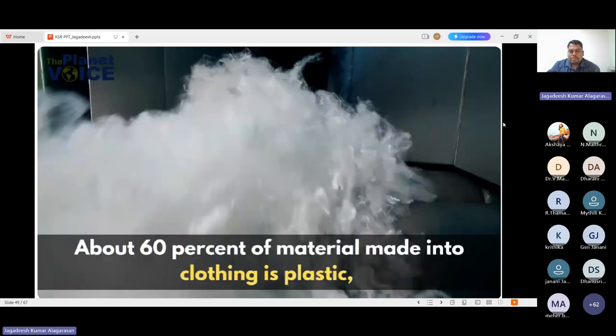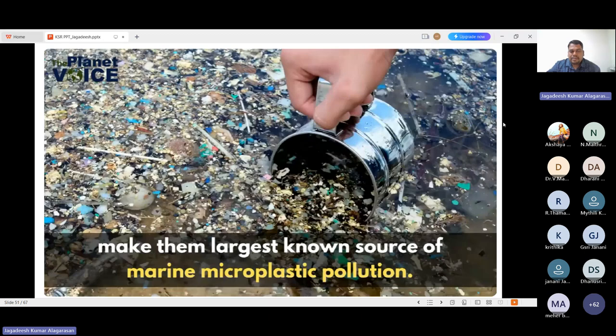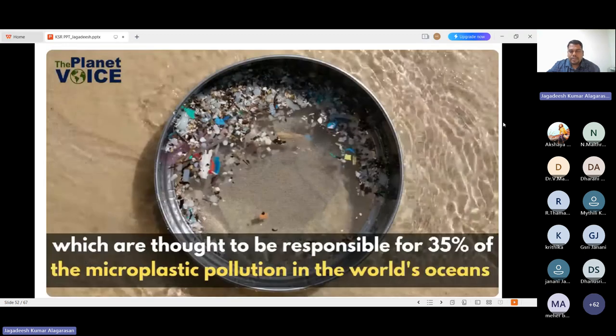So about 60% of material made into clothing is plastic, which includes polyester, acrylic, and nylon textiles and other synthetic fibers. These make them the largest known source of marine microplastic pollution, which is thought to be responsible for 30% of the microplastic pollution in the world's oceans.